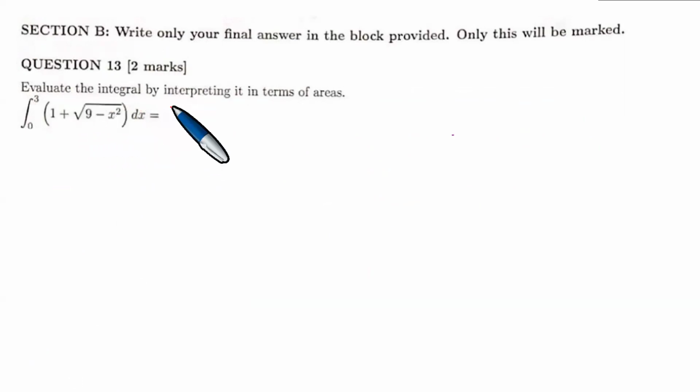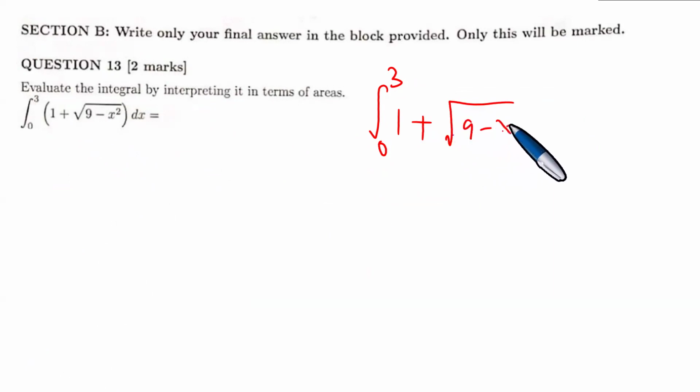Evaluate the integral by interpreting in terms of areas. So if you look at the integral from 0 to 3 of 1 plus the square root of 9 minus x squared dx, what do you think is the correct answer to this? Please try it. And then when you're done, you let us know and then we'll discuss it. Now we are starting section B of the exam. We're discussing just some integration techniques.